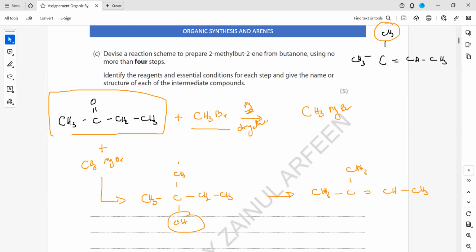After this, we want an elimination reaction. For this elimination reaction, we can use any acidic condition, like reacting with sulfuric acid. As a result, an elimination reaction will occur, removing H and OH, and it will form 2-methyl but-2-ene. So whenever you want to add a branch, we always prefer to use a Grignard reagent. Is it clear, this one?